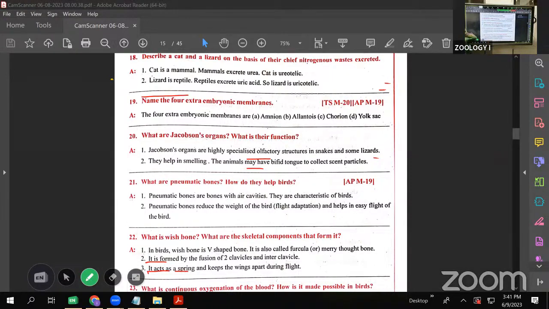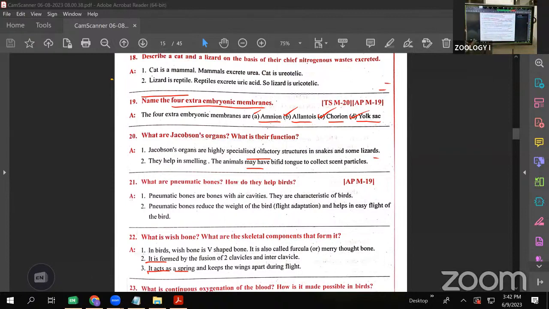Next is the four extra-embryonic membranes. What are the four extra-embryonic membranes? Amniotes have four embryonic membranes, called the extra-embryonic membranes. The first one, the outer one, is the amnion. The others are the allantois, chorion, and yolk sac. The embryo is surrounded by these four extra-embryonic layers. They are helpful for development and for giving nourishment to the embryo. They are the amnion, allantois, chorion, and yolk sac.